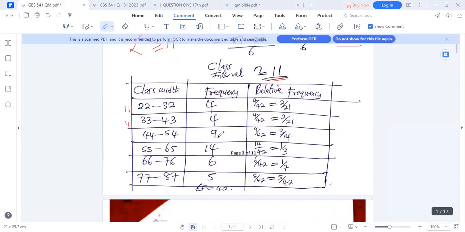Then this is straightforward. When you total up, you get 42. Of course, books differ. I'm not saying other books may not find it differently, but I'm using this book. After we get the total, to get the relative frequency it will be 4 over 42, 4 over 42, 9 over 42, 14 over 42, 6 over 42, 6 over 42. So this is how we get the relative frequencies.